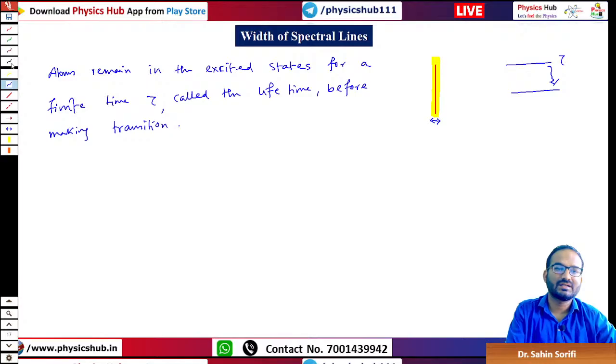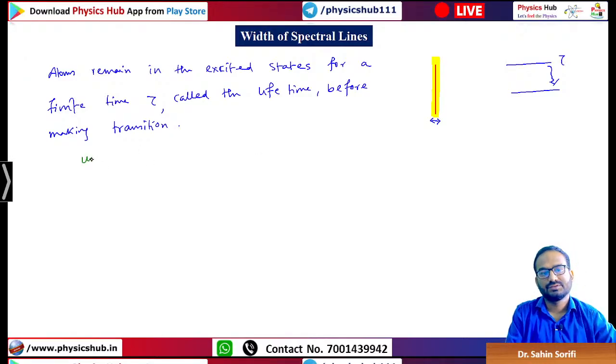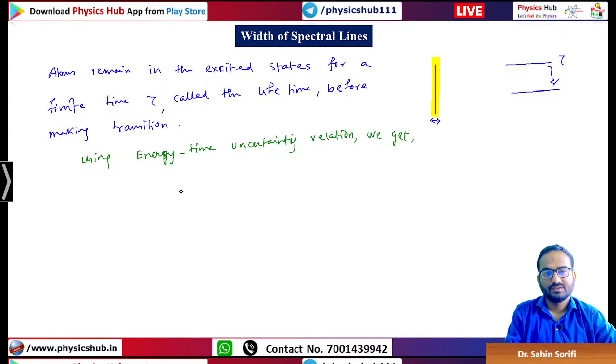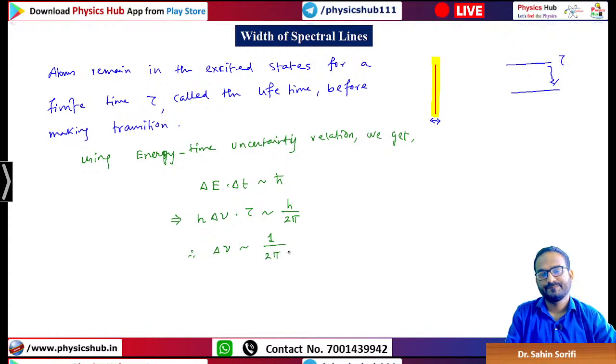So, using the energy time uncertainty relation, we can relate it. What do we get? We can write delta E delta T approximately h cut. So, delta E is h delta nu, and delta T is tau, h cut equals h by 2 pi. So, we can see that delta nu is equal to 1 upon 2 pi tau.